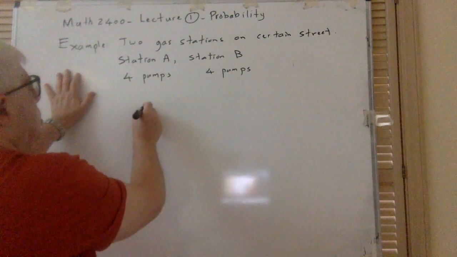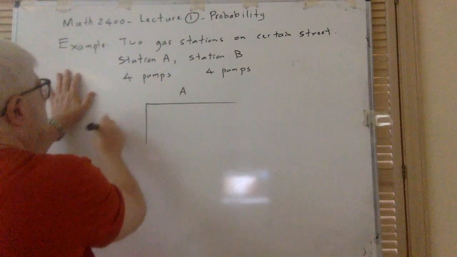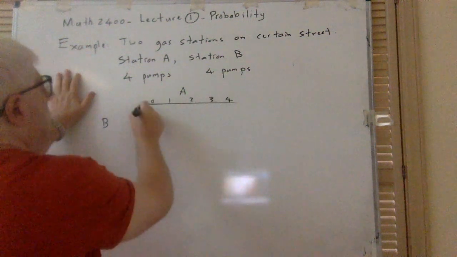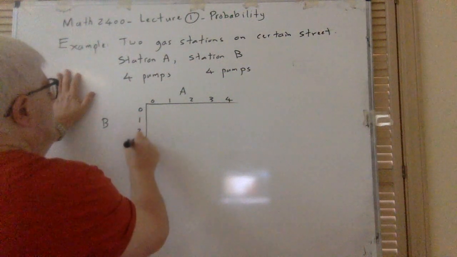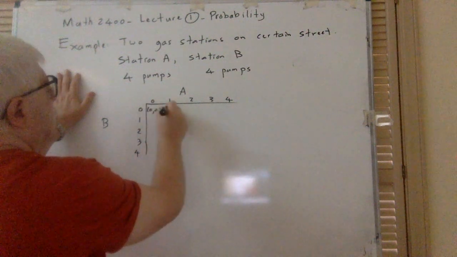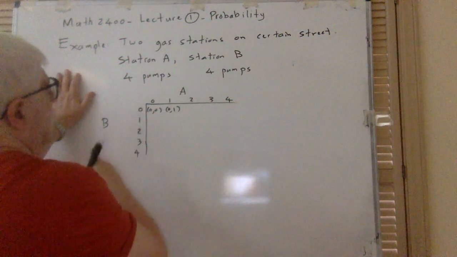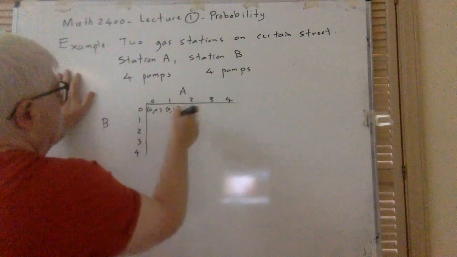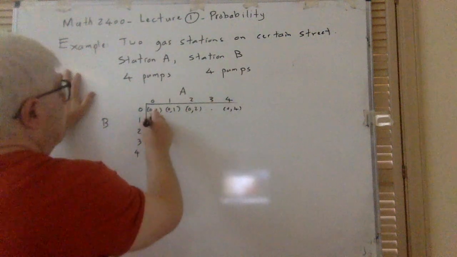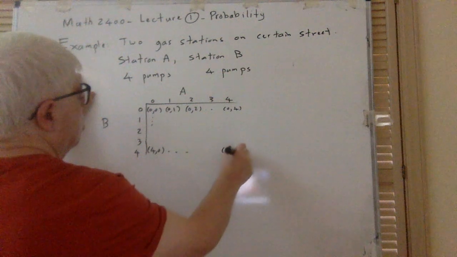So the number of cars at each gas station goes from 0 to 4. We have something like this: this is A and this is B, with values 0, 1, 2, 3 and 4. 0 means no pump is in use. This is like the first coordinate, this is the second coordinate, and we might have 0, 2, or 0, 4, and so on up to 4, 4.